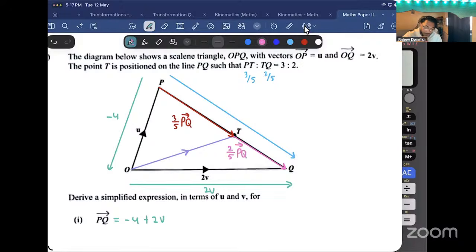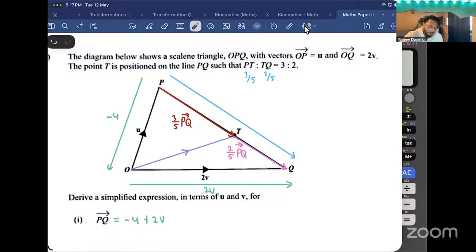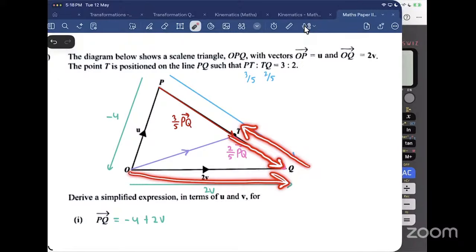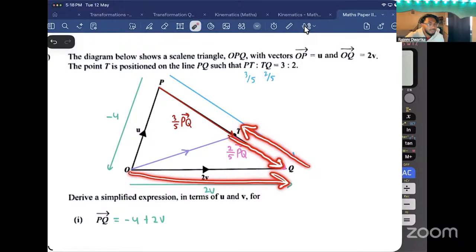So let me ask you a question. If you tell me this route is fine, but notice something. The sign will have to change. A lot of students might have some trouble with that.